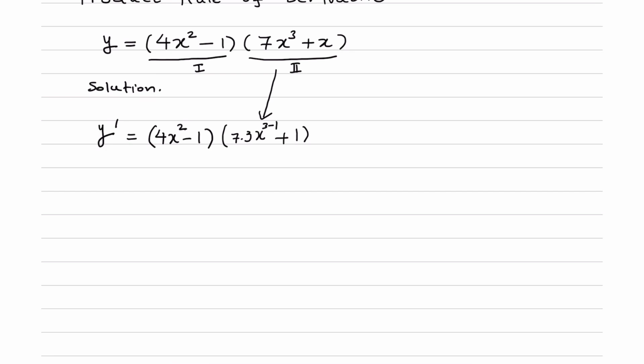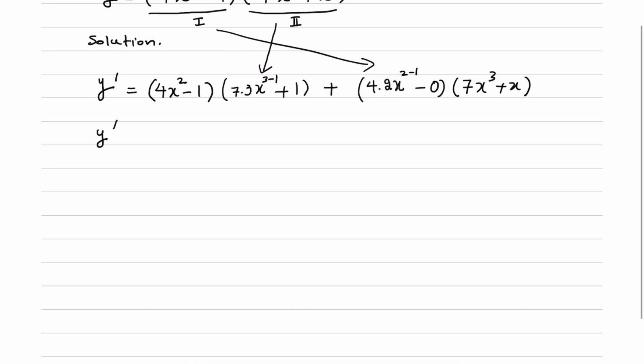So, first term as it is and the derivative of the second term, plus the derivative of the first term. Now we are finding the derivative of 4x² − 1. So 4 as it is, and the derivative of x² by the power rule is 2x^(2−1), minus the derivative of 1, which is 0. That is the first term's derivative, and the second term as it is: (7x³ + x).